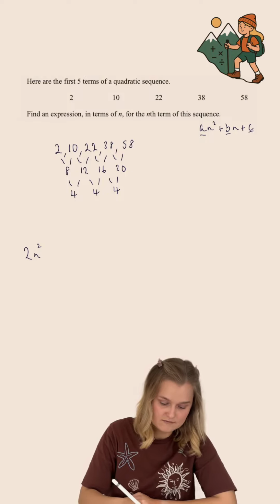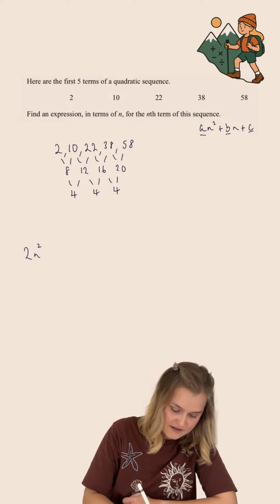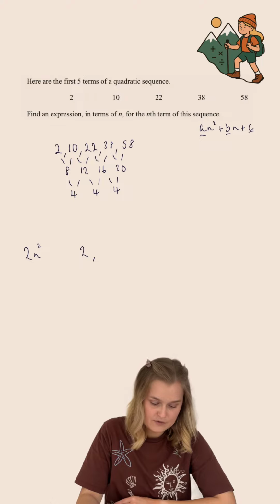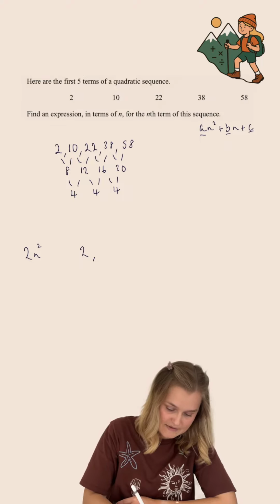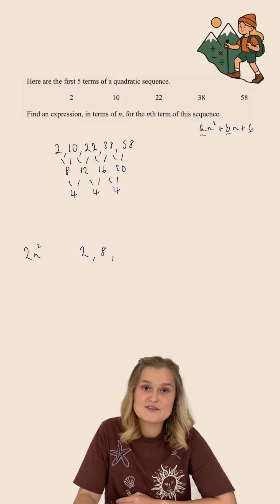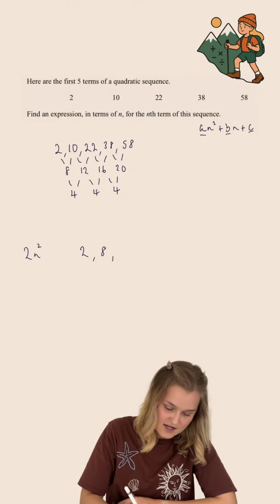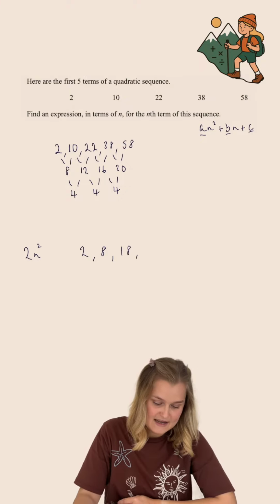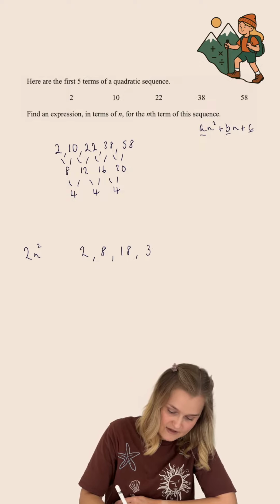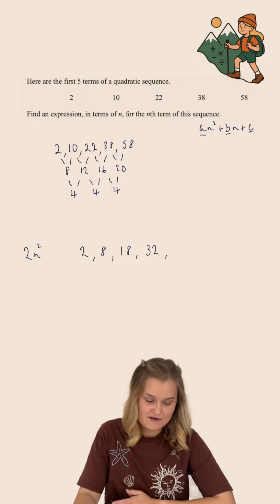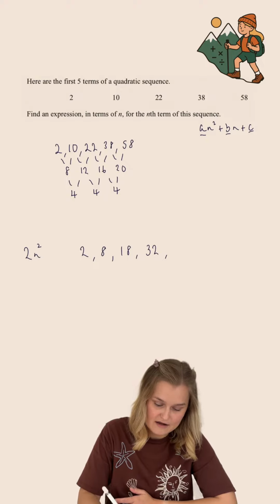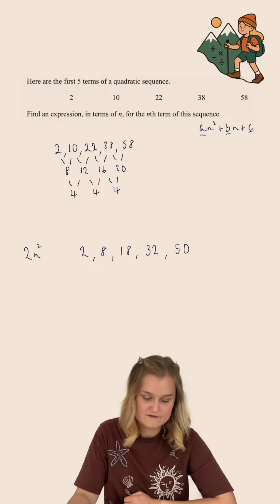Well, if n is 1, 1 squared is 1, times by 2 is 2. If n is 2, 2 squared is 4, times by 2 is 8. If n is 3, 3 squared is 9, times by 2 is 18. If n is 4, 4 squared is 16, times by 2 is 32. And if n is 5, 5 squared is 25, times by 2 is 50.